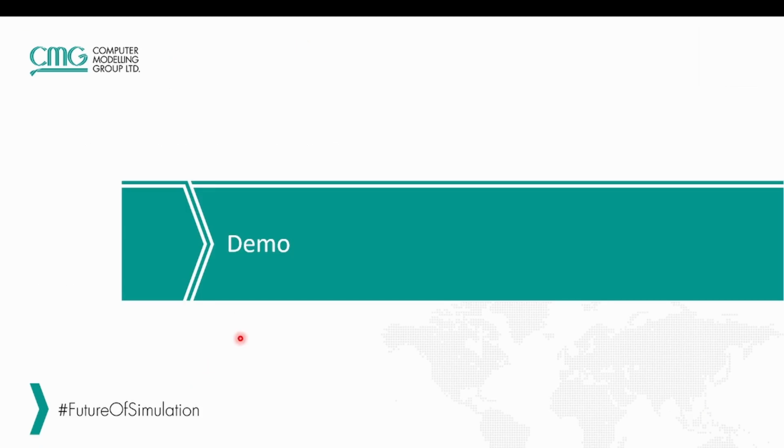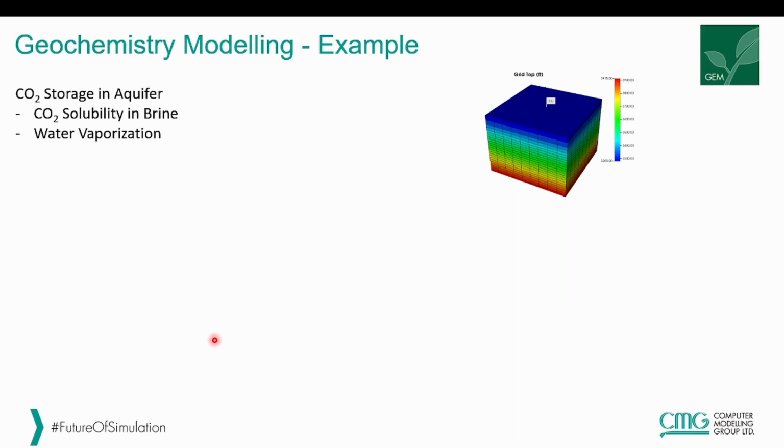I'm going to move over now to a demo where I'm planning to show you how to quickly add geochemistry modeling options into an existing GEM model. The GEM model under consideration, our base model, will be a model for CO2 storage in an aquifer. The model is a box which represents our aquifer with an injector for CO2 defined in the middle.